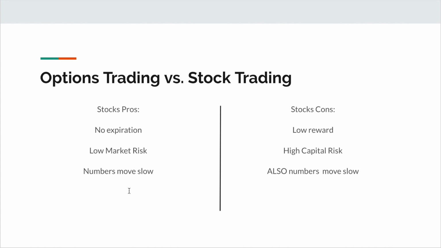So as a beginner, you like the fact that numbers move slow. You don't have to worry about risking too much. Therefore, you could only lose like $6 or you can make $6. But with options, the numbers are moving very fast.